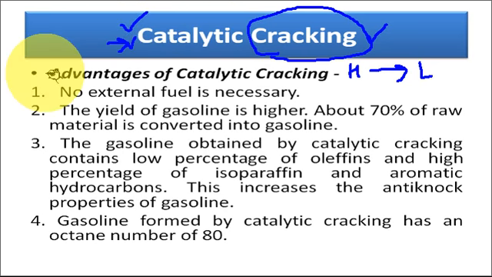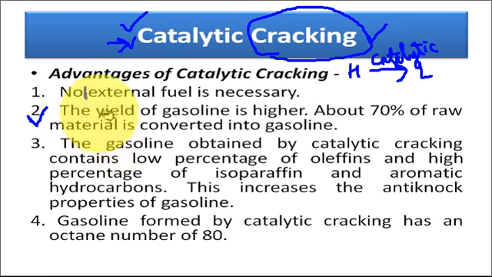So, the advantages of catalytic cracking over thermal cracking. What are the advantages? First, no excessive external fuel is necessary. Sorry, the word excessive is missing here. No excessive external fuel is necessary as compared to thermal cracking, because these reactions are carried out in presence of a specific catalyst. So the catalyst lowers the energy. That's why these reactions can be carried out at a comparatively lower temperature.